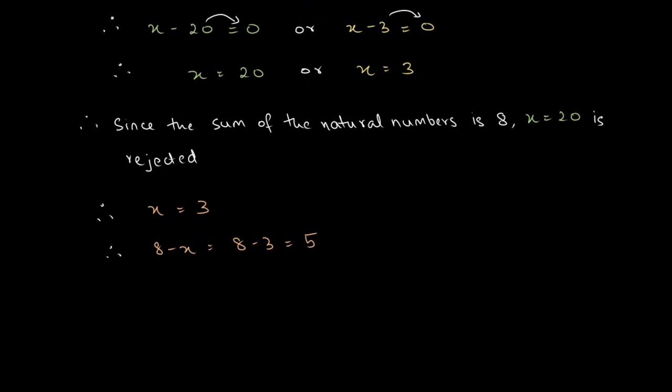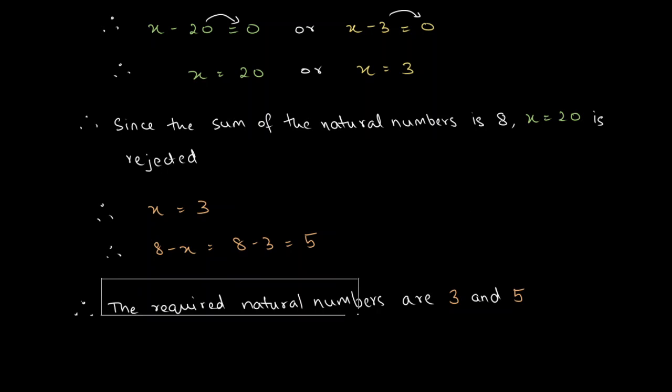So the two natural numbers that we were looking for were 3 and 5. That will be my final answer. Now it's a word problem, so you have to write the final answer as a statement. Therefore, the required natural numbers are 3 and 5. This is our final answer, which we will put in our answer rectangle.